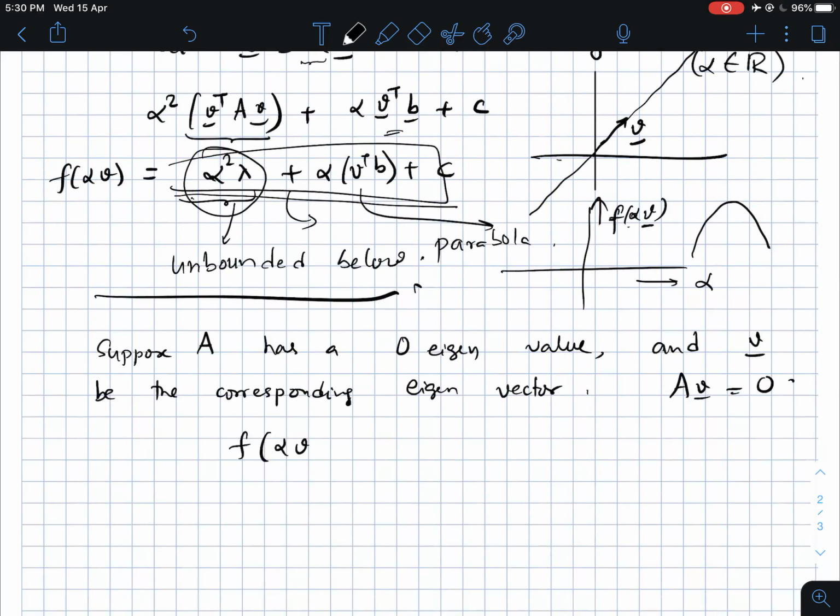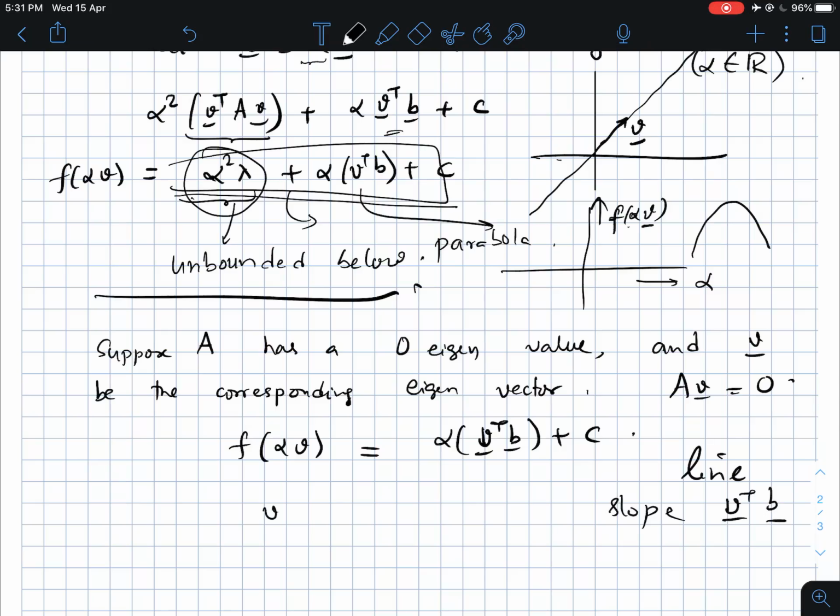So what happens when you do alpha V? You do the same computation as before. You are simply going to get alpha V transpose B plus C. That's what we'll get, right? F of alpha V equal to alpha V transpose B plus C. So once again, as you vary alpha, what do you get? You get a line of slope V transpose B.